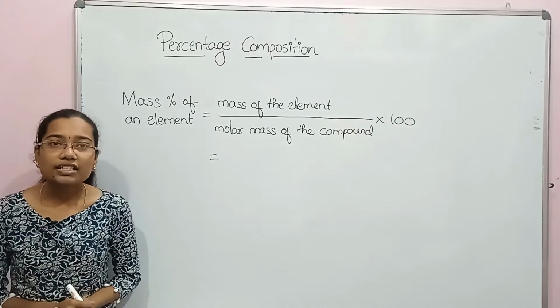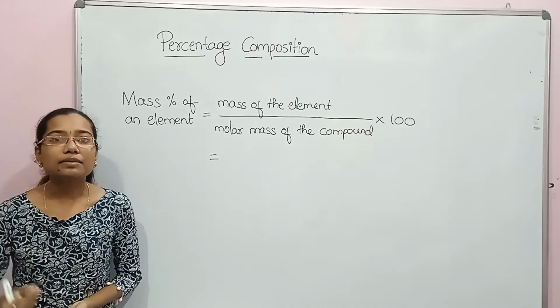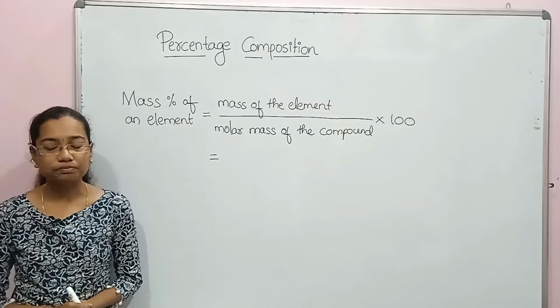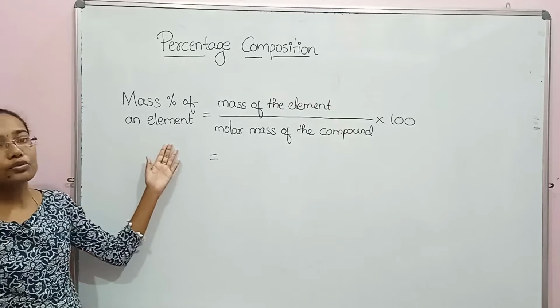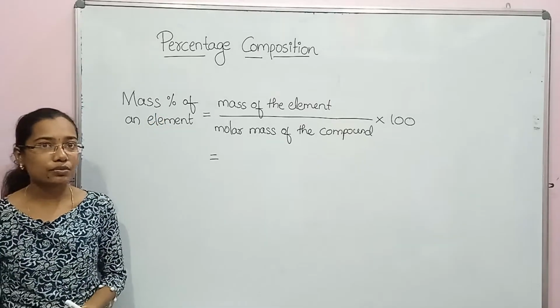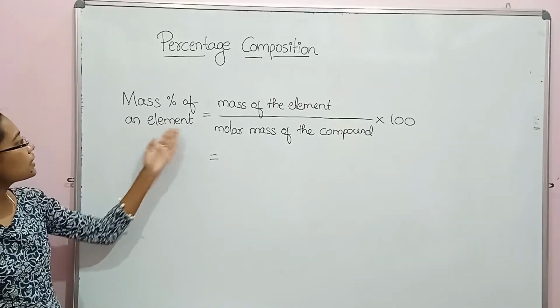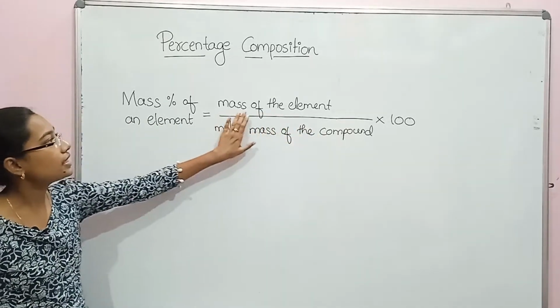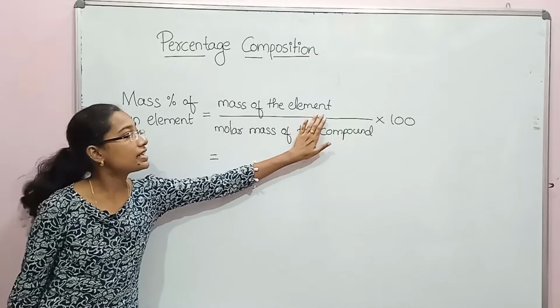What do you mean by percentage composition? It is nothing but the percentage of a particular element present in a given compound. Okay, this is the formula we use to calculate the percentage composition. Here, the mass percent of an element is equal to the mass of that element, that is, the mass of the element present in the compound.